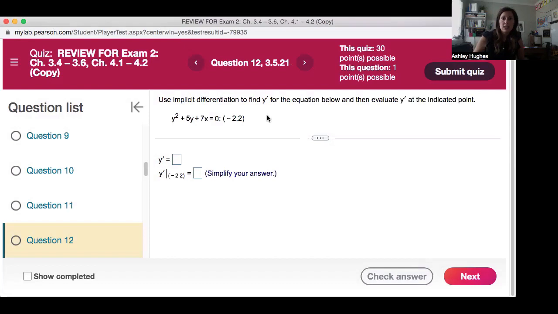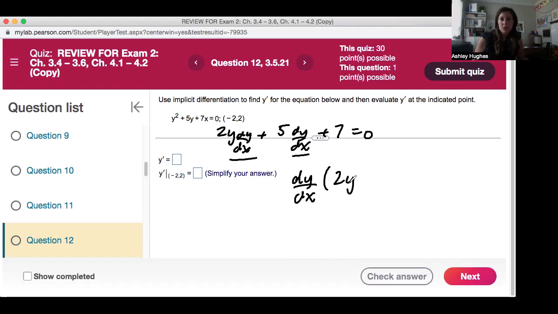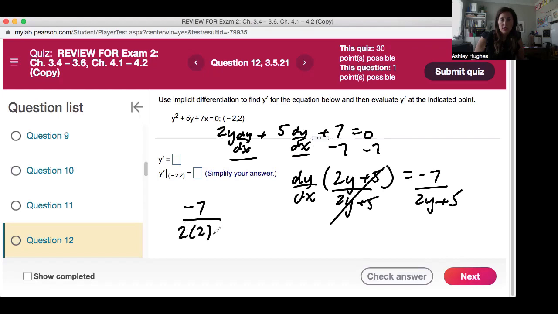Use implicit again. Implicit would be 2y dy/dx plus the derivative of 5y, which is 5 dy/dx, plus 7 equals 0. So I'm going to move over the negative 7 and factor out a dy/dx from both of these. I'd be left with 2y plus 5. Move this 7 to the other side and then divide by 2y plus 5. That's dy/dx. And then to plug in negative 2, 2, that's just plugging in 2 for y. 4 and 5 is 9. So that's that answer.